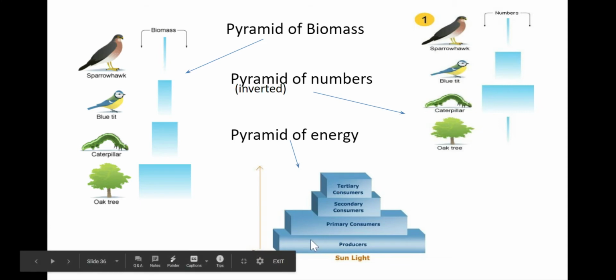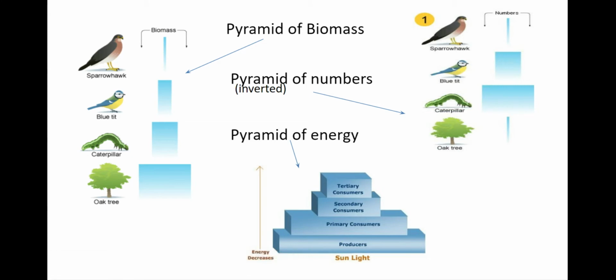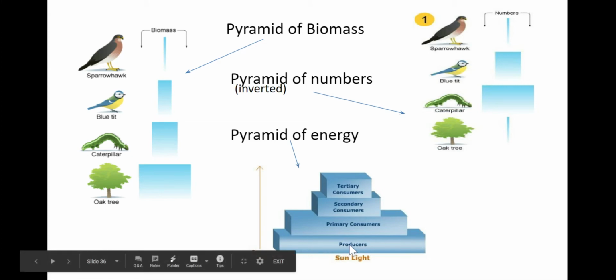Pyramid of energy shows us what energy we have from one level to the next. So it will typically always look like this, because your producers are going to have the most energy. Your primary consumers are going to take 10% of that. Secondary consumers are going to take 10% from the primary consumers, and so on. So the energy does decrease as you go up the pyramid of energy.